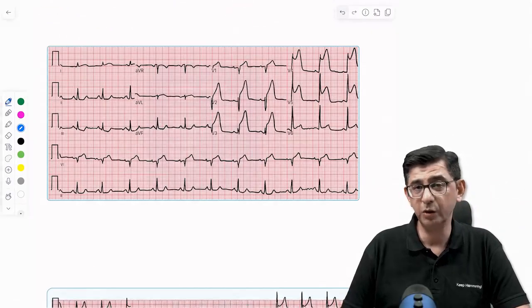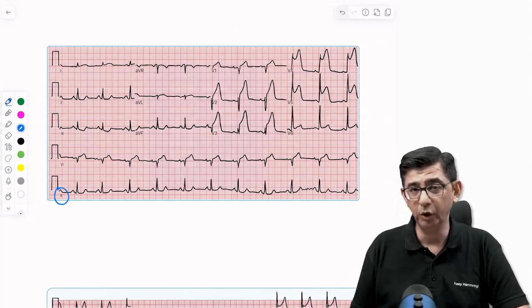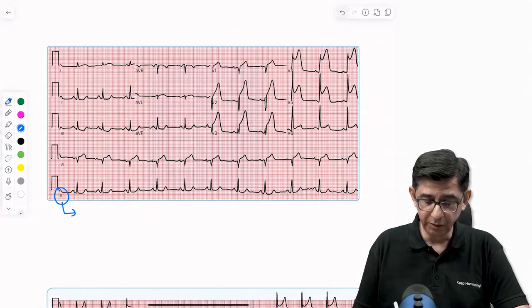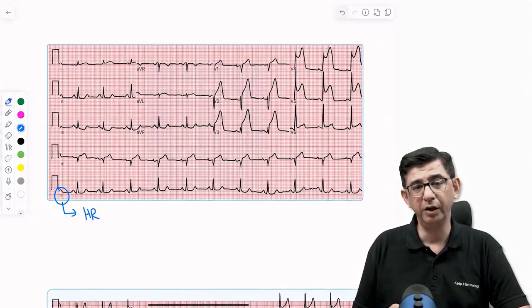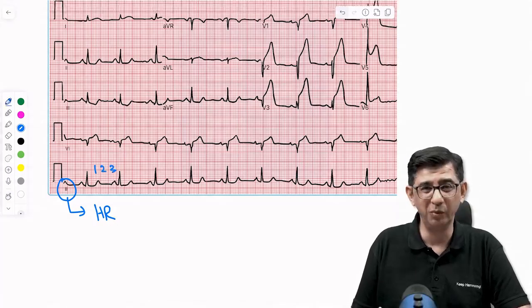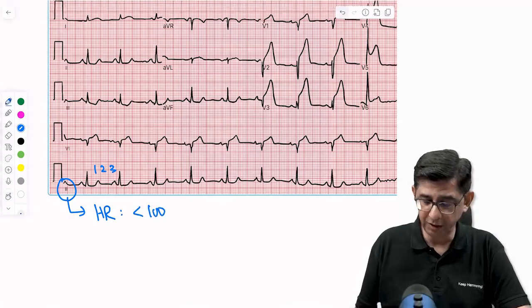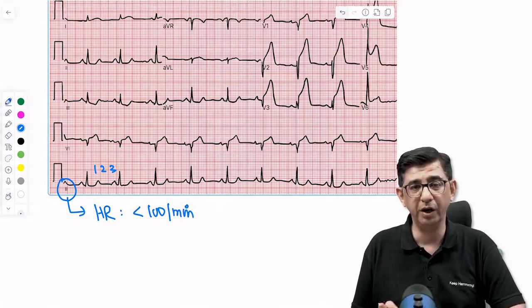Now coming to the ECG based questions, I want to tell you that always when they give you a 12-lead ECG, check out lead number 2. Lead number 2 is called the rhythm strip. It is used for calculation of the heart rate. If you count the number of squares there, this is like 1, 2 and 3, a little more than 3, 3.5. If I divide 300 by 3.5, the heart rate of this patient will be less than 100 beats per minute. So at least I know I'm not dealing with any tachyarrhythmia, neither with a bradyarrhythmia.